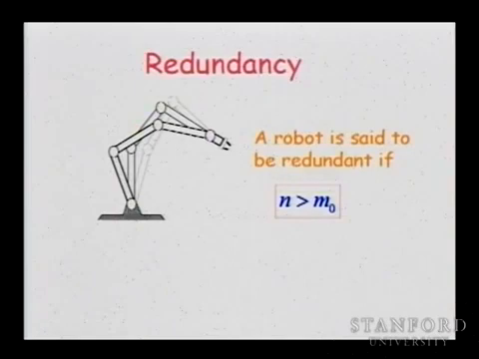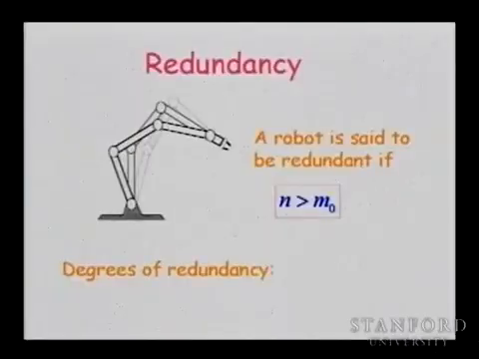And redundancy is very important in order to reach and have accessibility. You cannot just work with the motion of the robot with, for instance, 3 degrees of freedom in the plane. You're going to hit obstacles. So when you have redundancy, that helps you to move around obstacles and position the robot in different configurations. And we measure the degree of redundancy by the difference of n and m0.